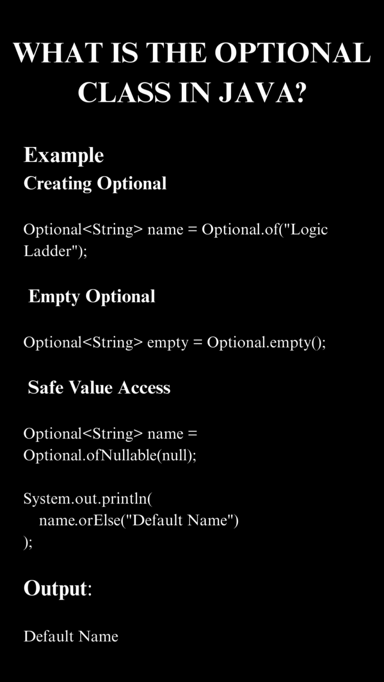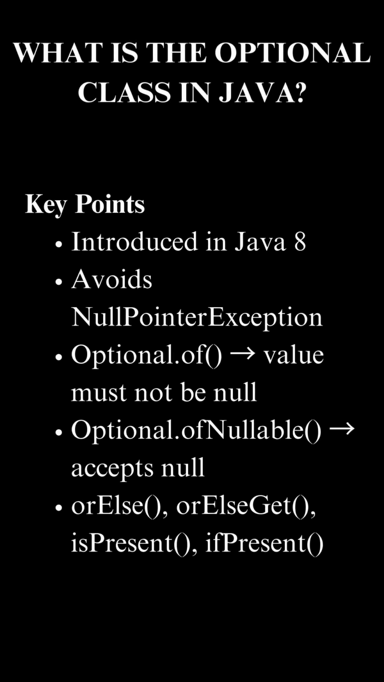Optional is a wrapper that may or may not contain a value. Instead of returning null and causing NullPointerException, we return an Optional. Using methods like orElse, isPresent, or ifPresent, we handle the value safely. This makes our code cleaner and protects us from null related errors.